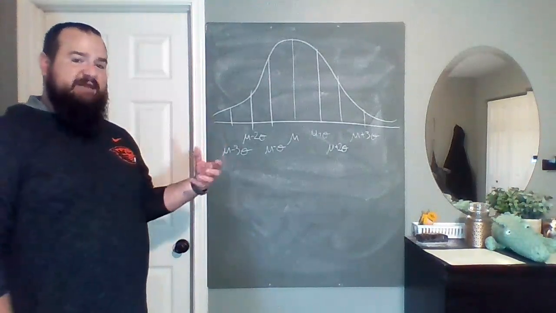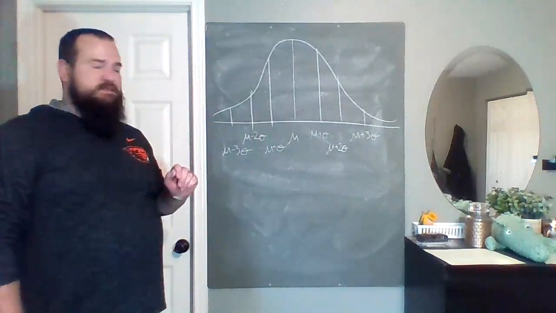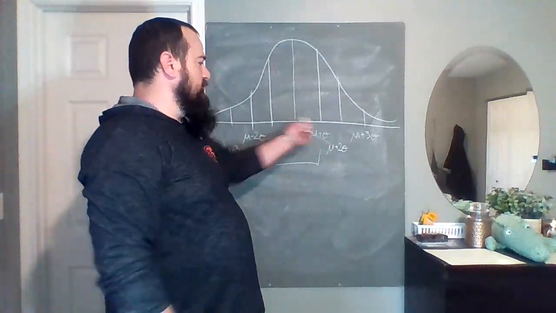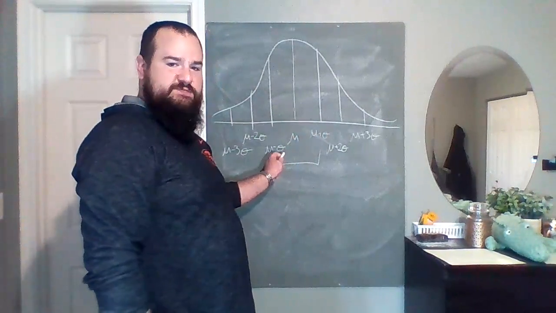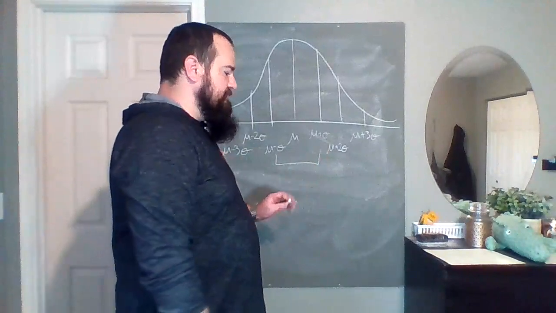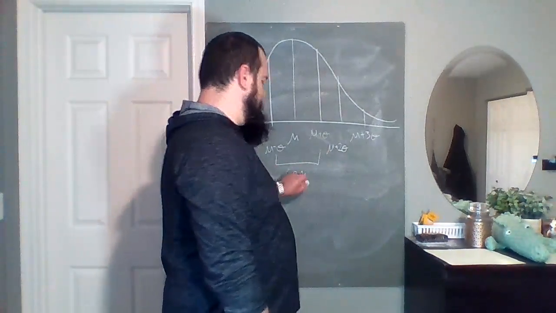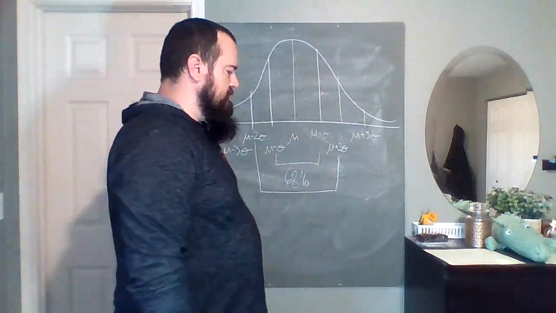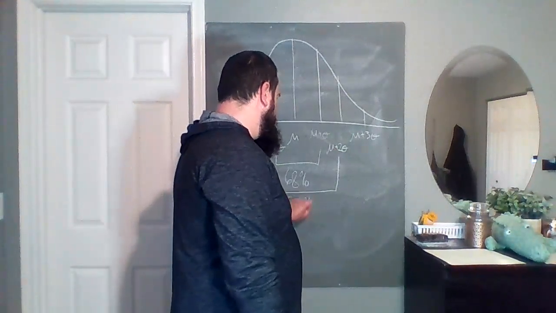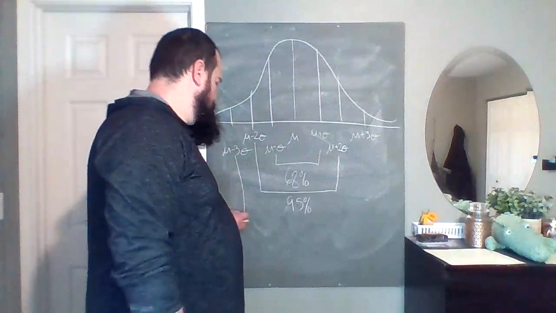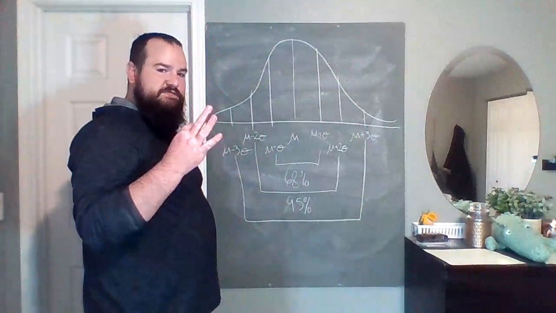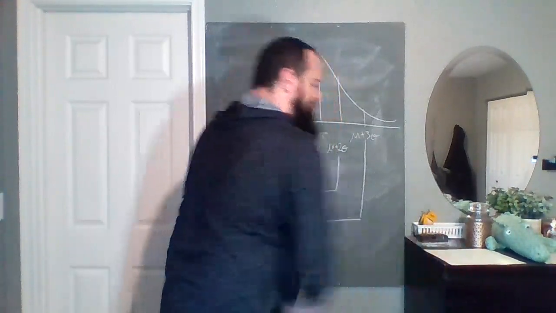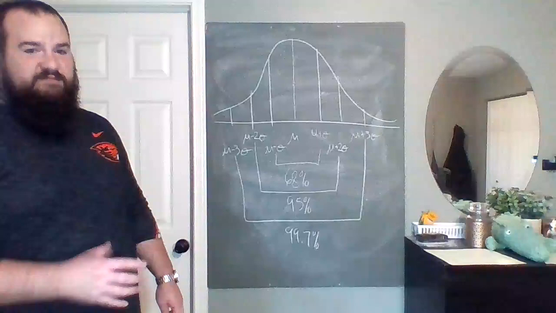Now, what's really cool with this is we can actually figure out what percentage of the data falls into each piece. And the way that works is based off of 3 numbers. Within 1 standard deviation of the mean, in other words from the mean minus 1 standard deviation up to the mean plus 1 standard deviation, there is approximately 68% of the data. Within 2 standard deviations, we get to 95%. And within 3 standard deviations, there is a total of approximately 99.7% of the data values.